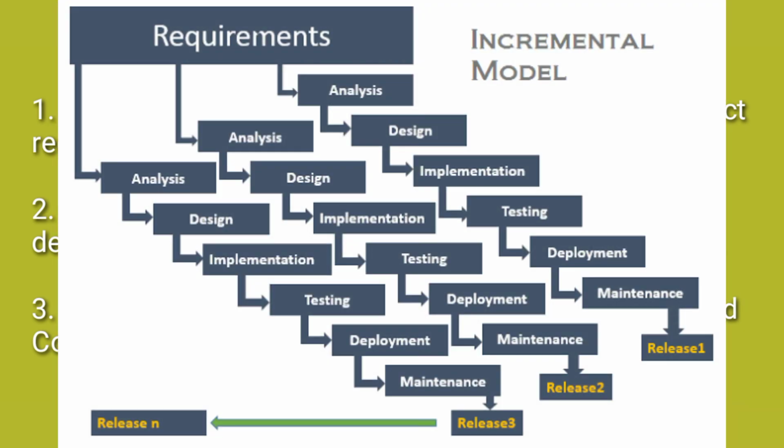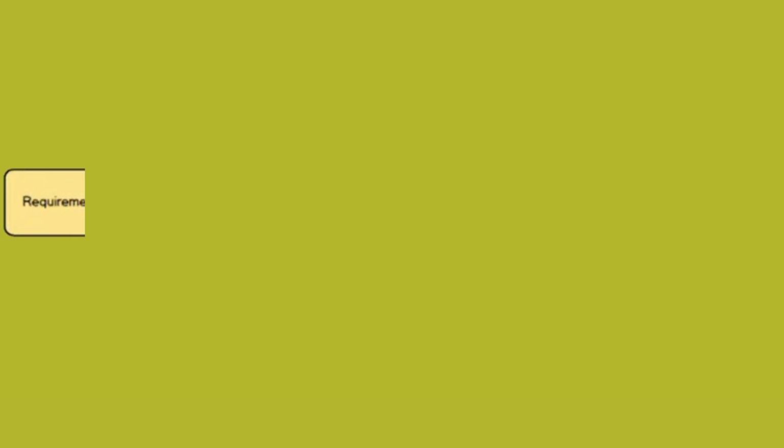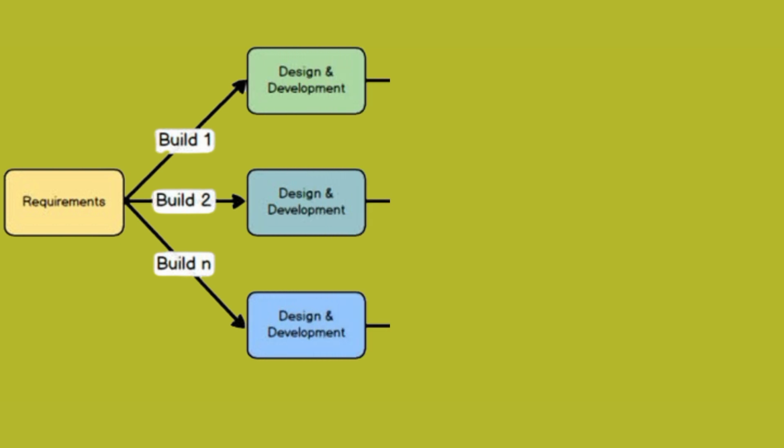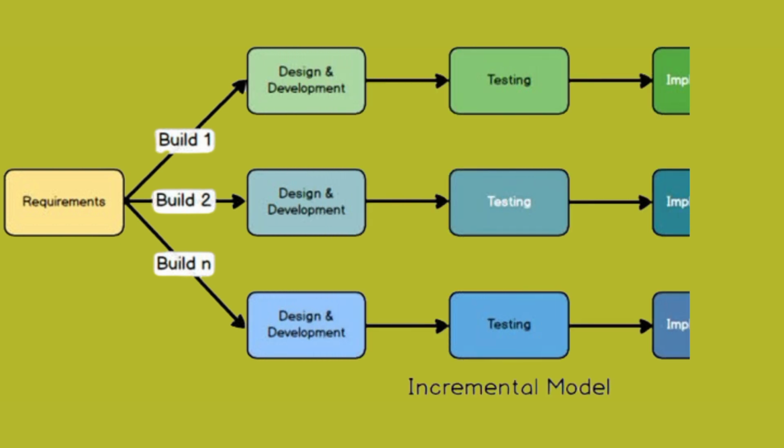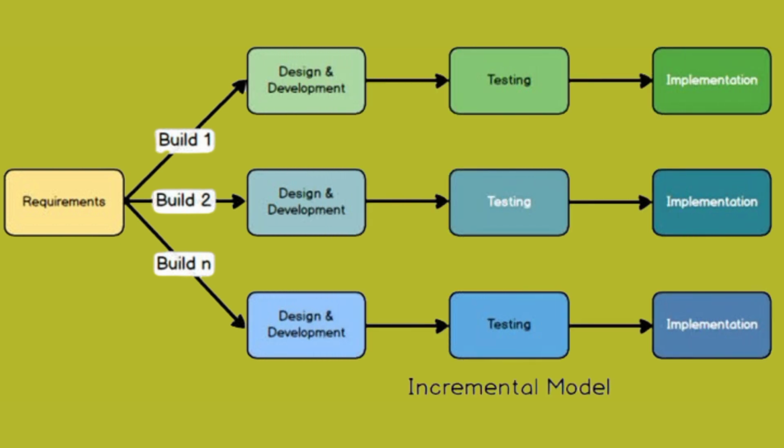In the incremental phase, the project has multiple deliverables and the set of deliverables will complete the project. Here you can see analyze, design, implementation, testing, deployment and maintenance. It all gives you one release, and several releases will make a project.